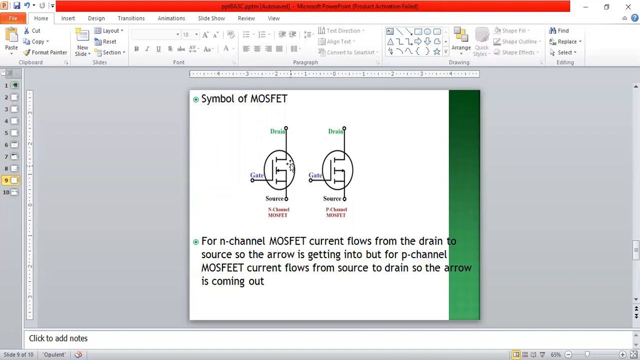For N-channel MOSFET, the current flows from the drain to source terminal, so the arrow is pointing inward. But for P-channel MOSFET, the current flows from the source to drain terminal, so the arrow is pointing outward. So this is one difference between the symbols of N-channel and P-channel MOSFET.